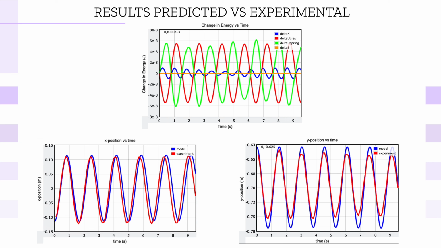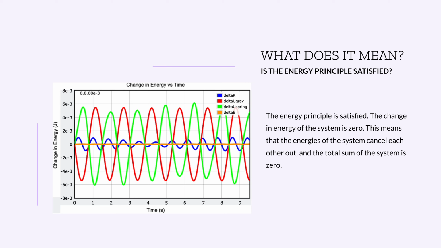Here are the graphical results of the experimental versus predicted data obtained from the computational model. For the change in energies graph, you see that the change in energy is zero, as we anticipated, since the energies cancel out. Also, the x and y direction graphs are accurate, but have some errors. These errors could be due to miscalculations in Tracker and not taking into account other forces, such as air resistance. For the first question, we do know the energy principle is satisfied.